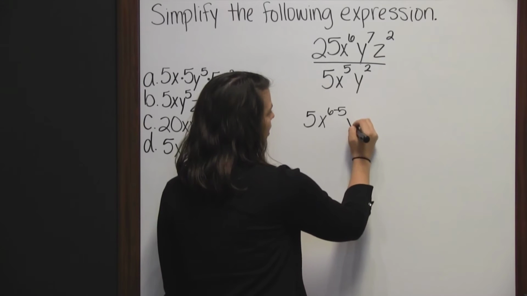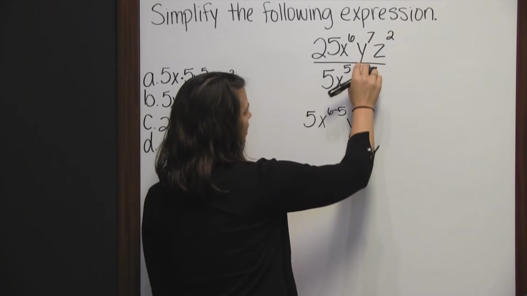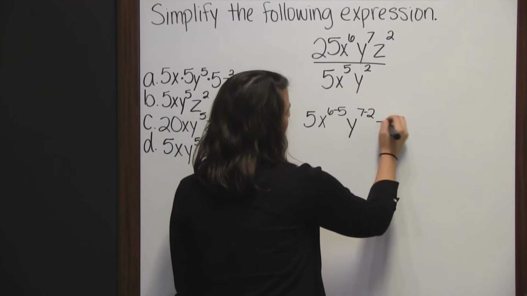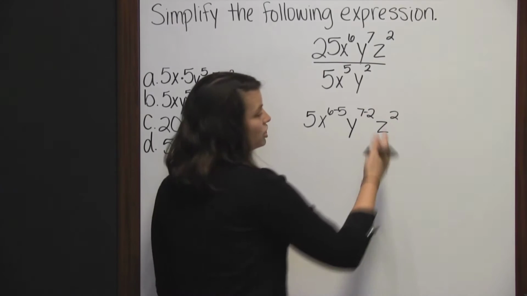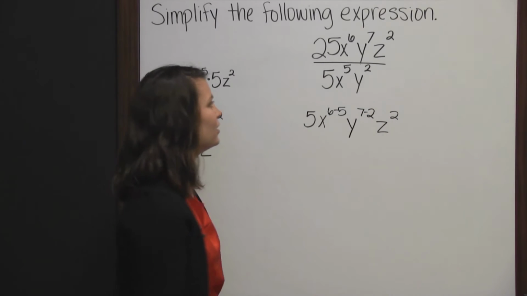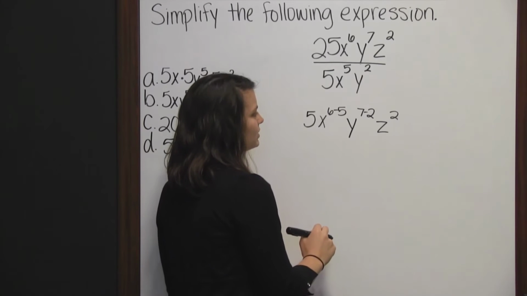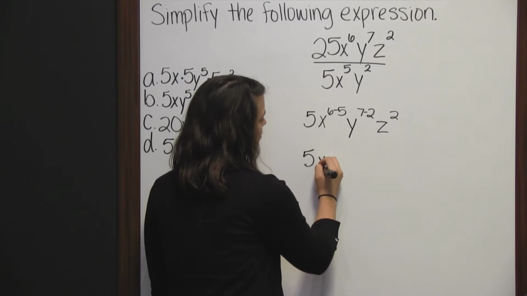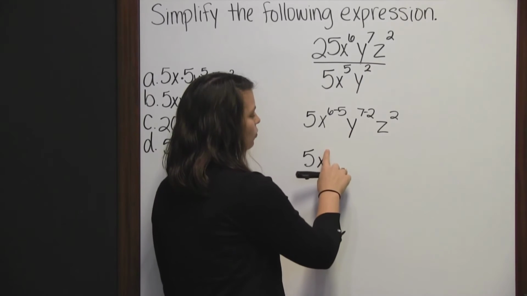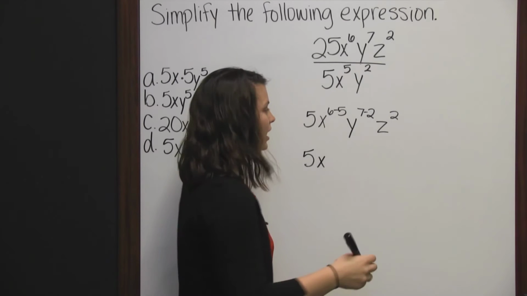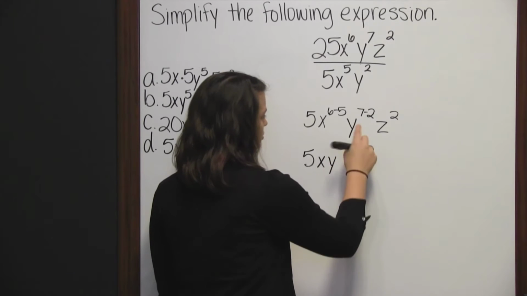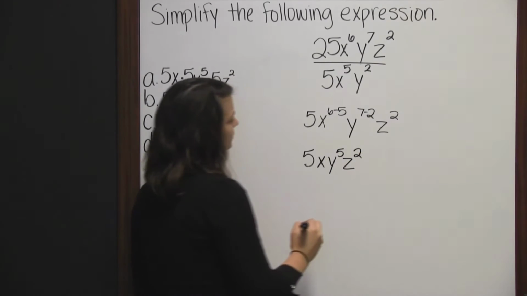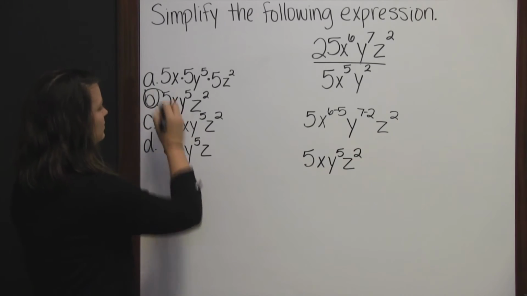And then same thing with y. So it's y to the 7th divided by y squared, or y to the 7 minus 2. And then finally we have z squared, which isn't being divided by anything in the denominator, so it just stays as z squared. So now when we simplify, we have 5x to the 6 minus 5 is 1. X to the first is just x. Y to the 7 minus 2 is 5. Z squared. So our answer is B.